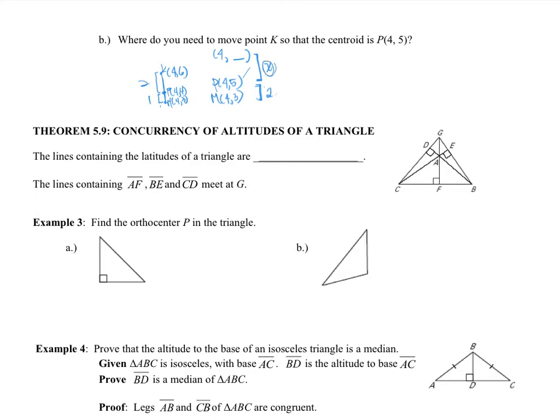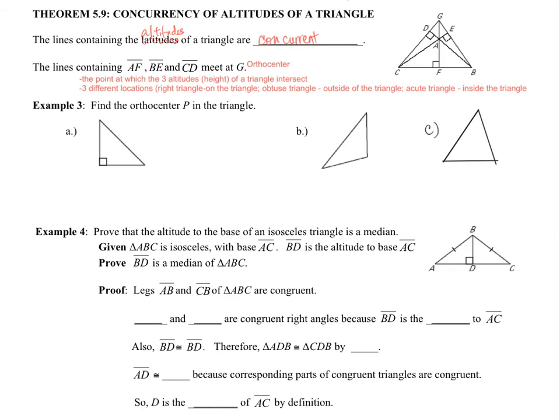And then we have to find out how many units K will be shifted up, and this will be proportional. So this is going to be 4 units up from 5. So 5 plus 4 will give you 9. Therefore, K should be moved to (4, 9).